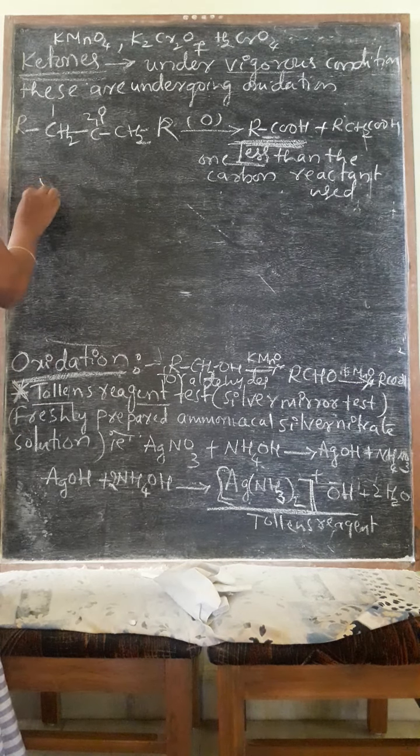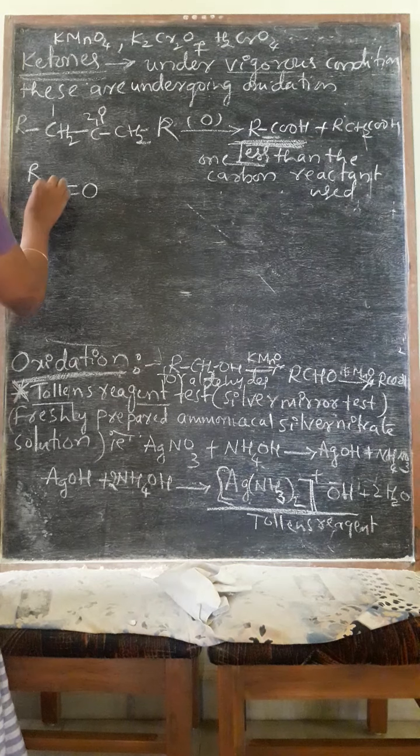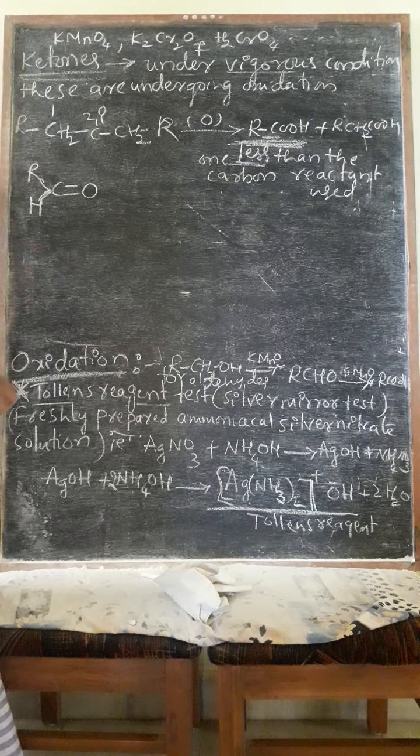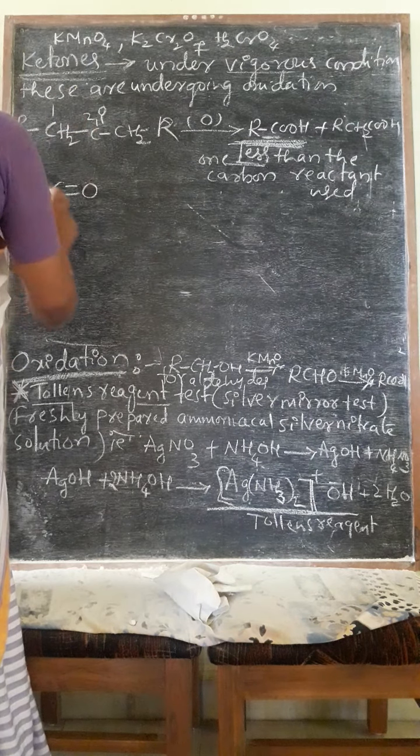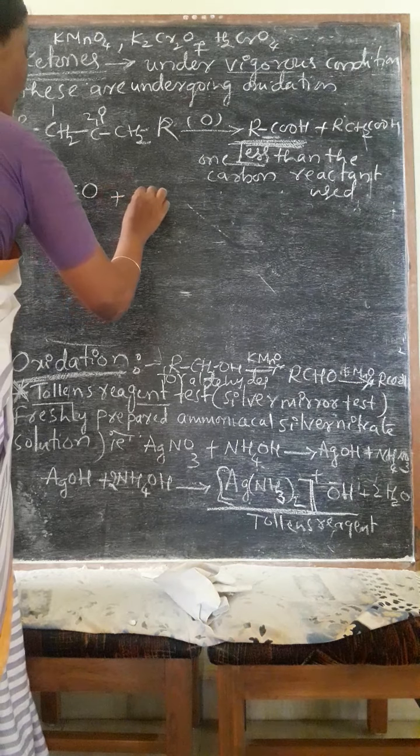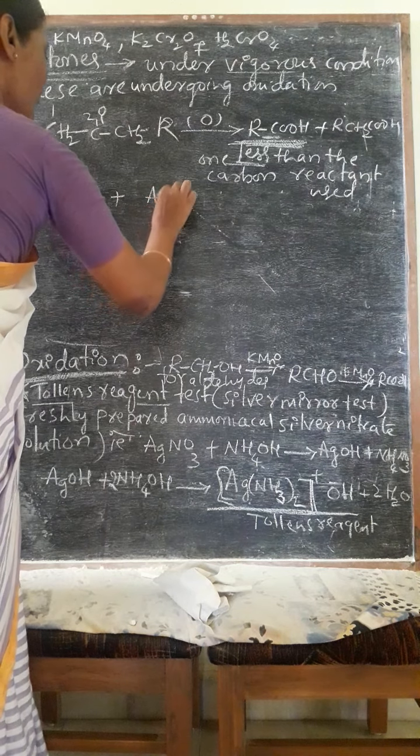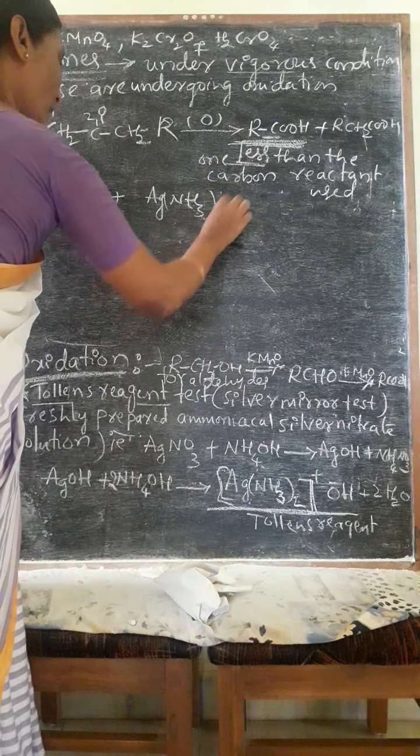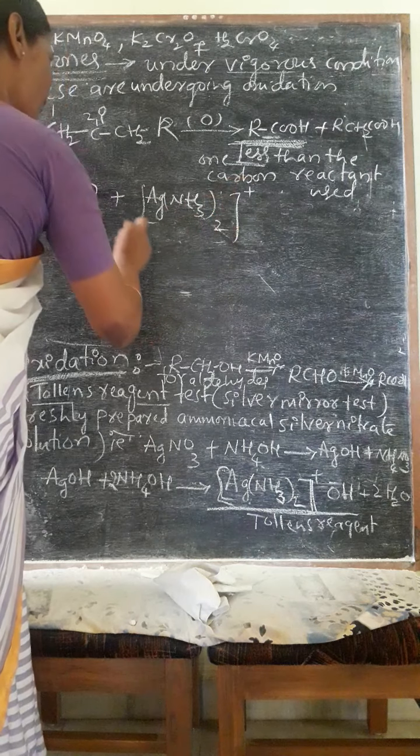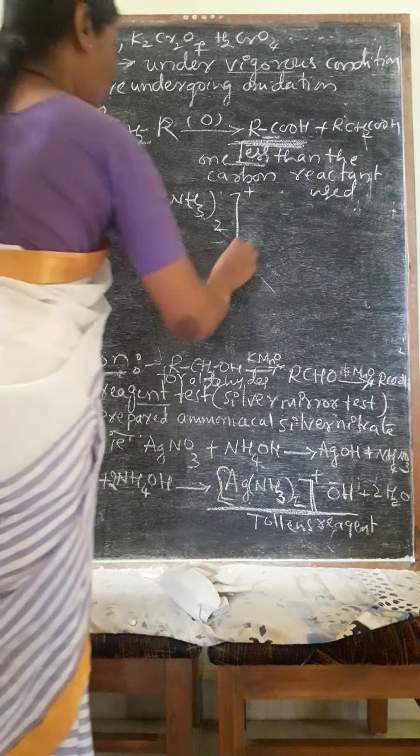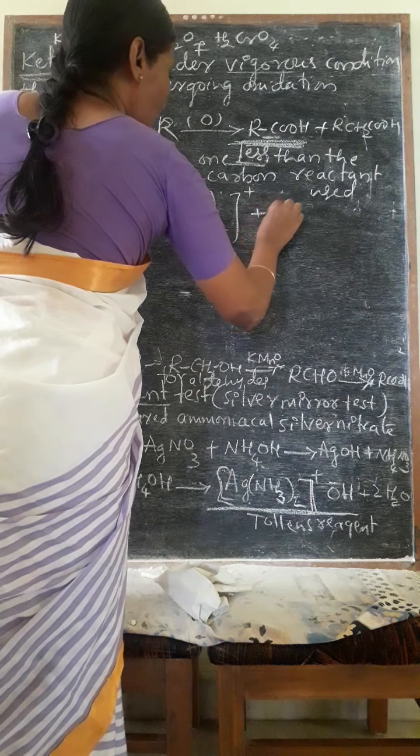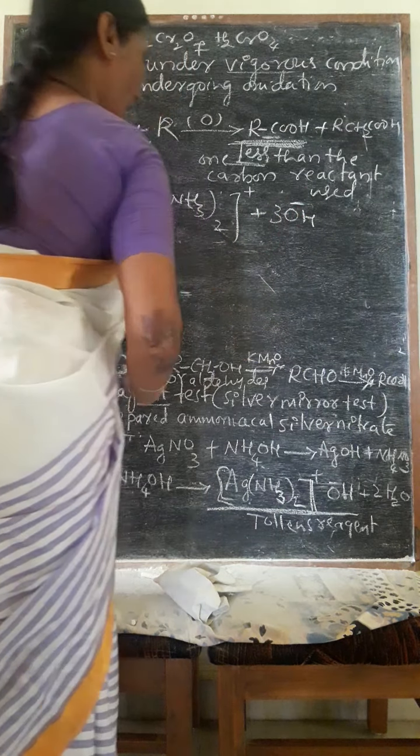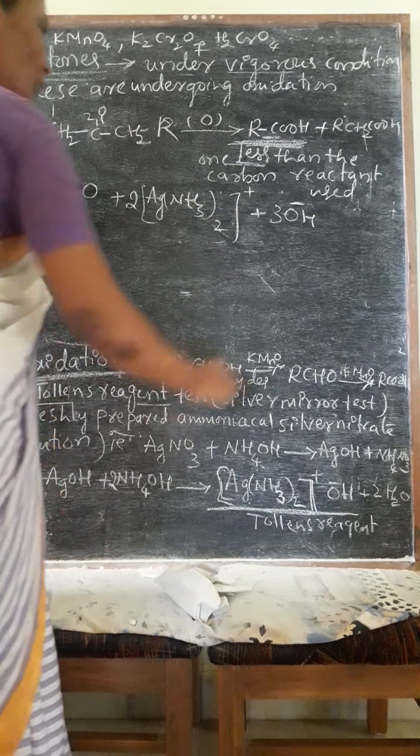Generally, you can take the formula as aldehydes are H C double bond O. You have to take particularly aldehydes only, not ketones. Therefore, it is R C double bond O, RH plus. Tollens reagent is Ag(NH3)2 plus. For balancing, I will take 2 here, and plus 3 OH minus.